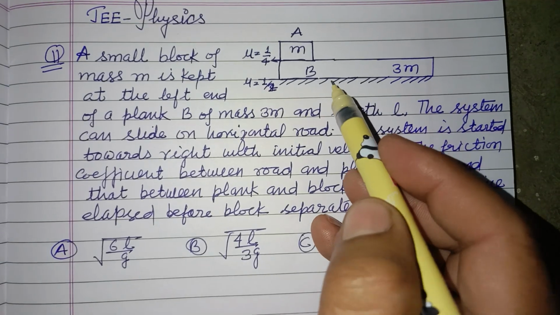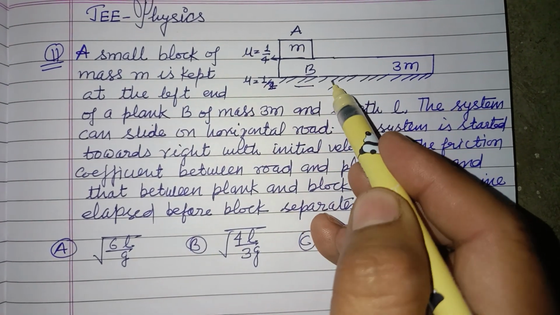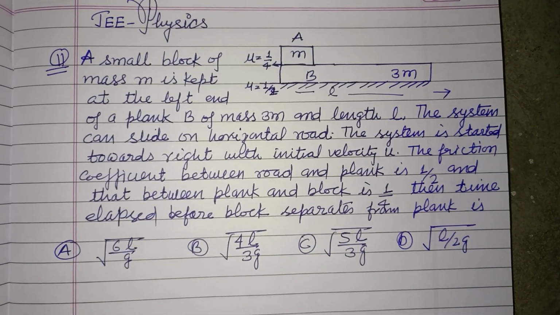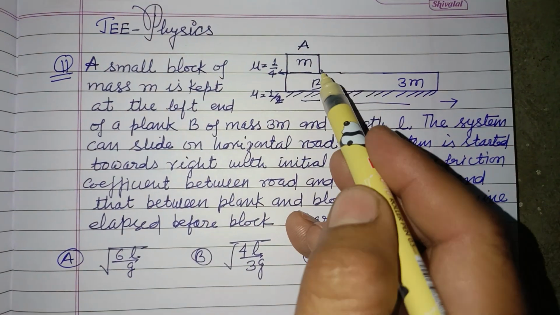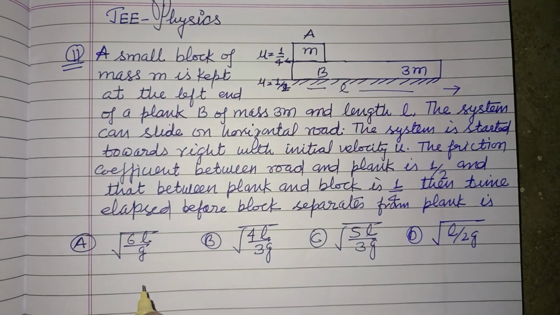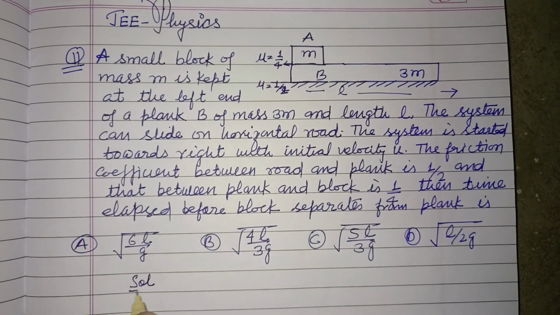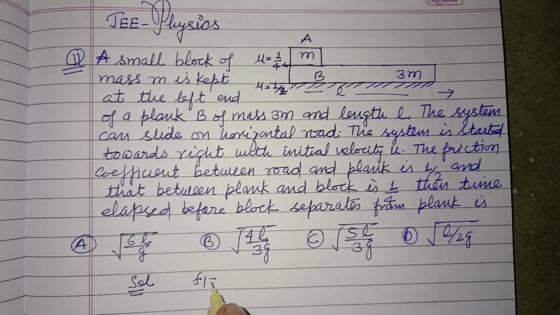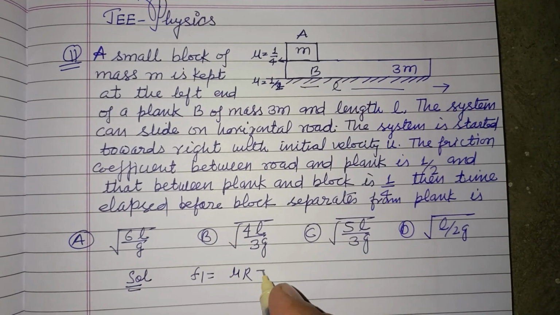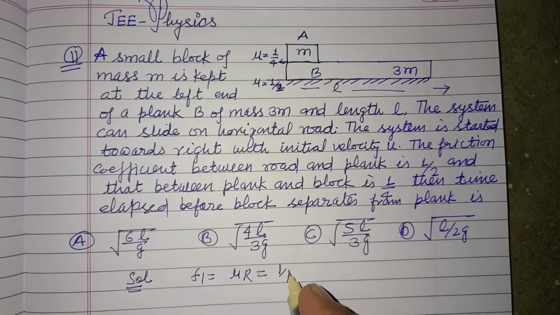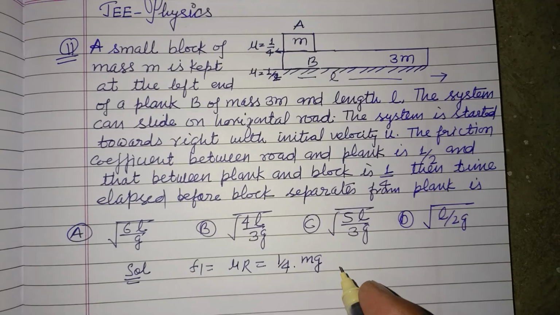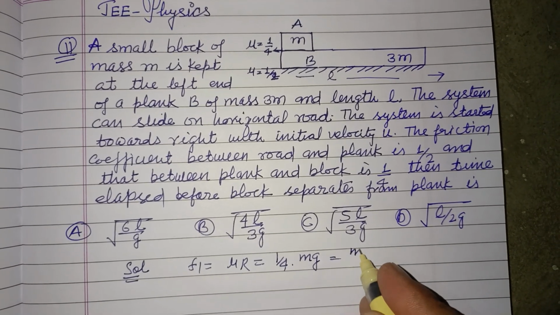So student, the length of this plank B is L and it is moving in the right direction. There is a kinetic friction between block A and block B. So the friction force between A and B is μR. μ is 1/4 and R is mg, because m is the mass of block A. So this is mg/4.